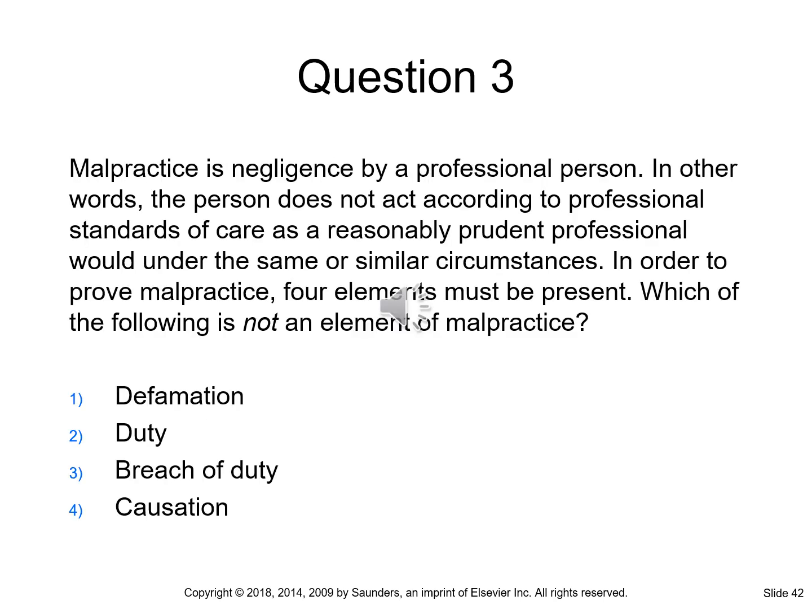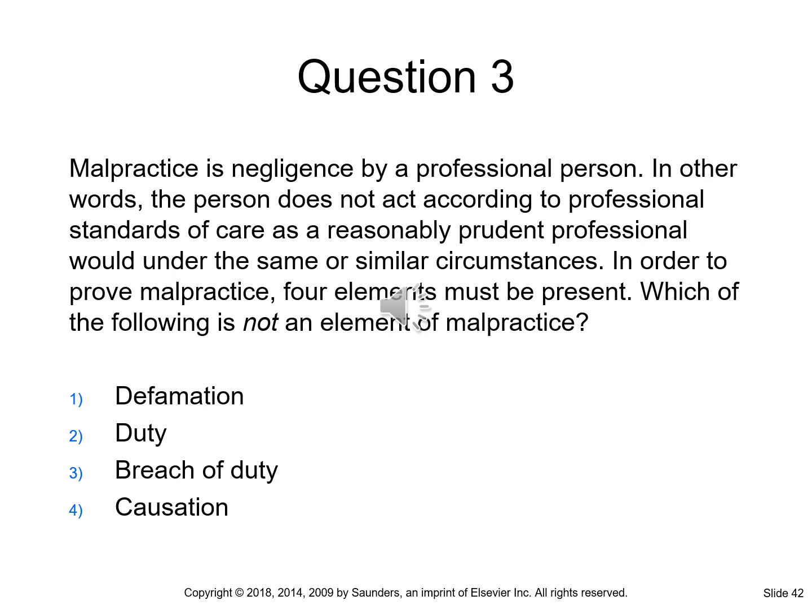Okay, question 3. Malpractice is negligence by a professional person. In other words, the person does not act according to professional standards of care as a reasonably prudent professional would under the same or similar circumstances. In order to prove malpractice, 4 elements must be present. Which of the following is not an element of malpractice?